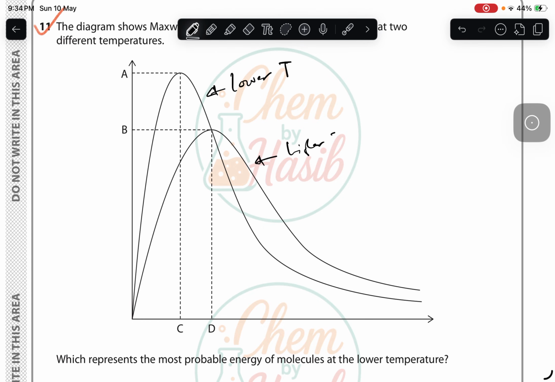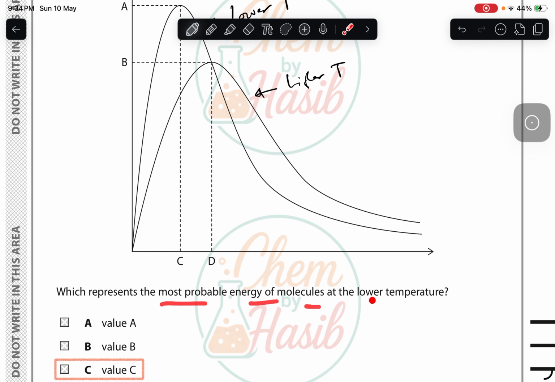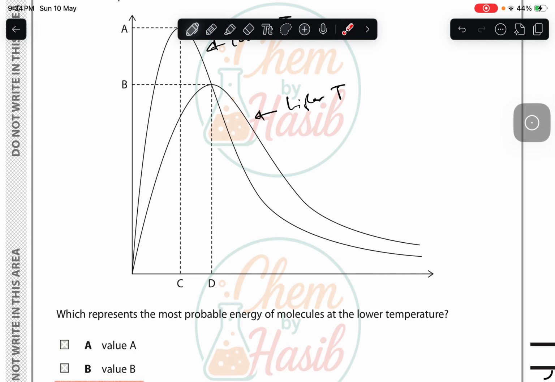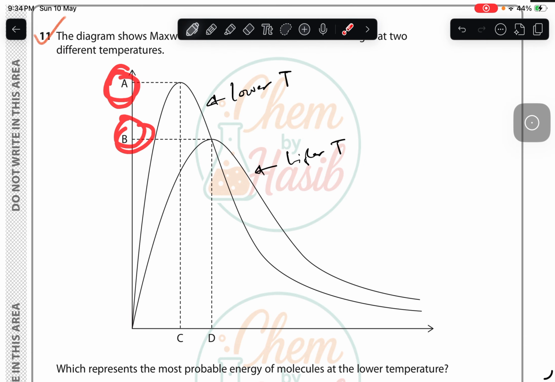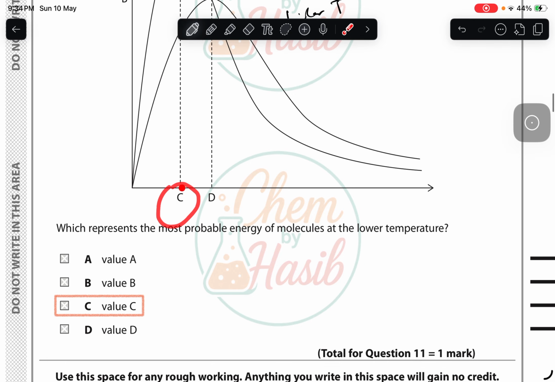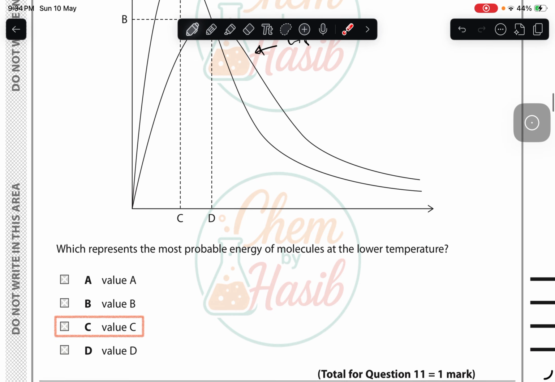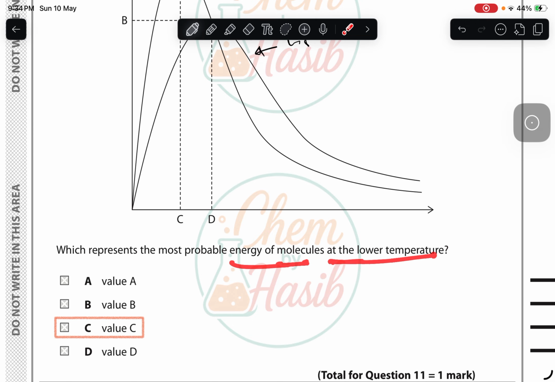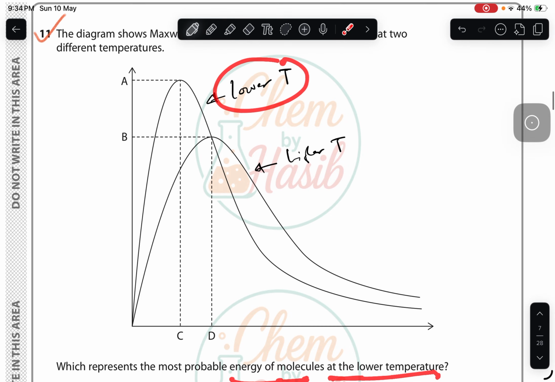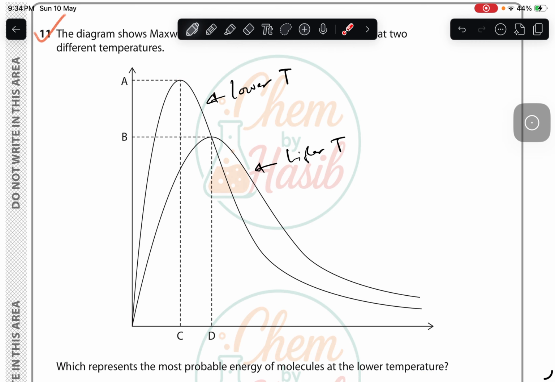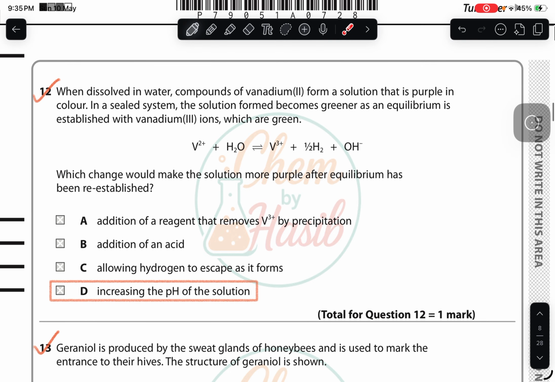The question says, most probable energy of the molecules at the lower temperature. It says energy. Energy is found from the x-axis, not the y-axis. We don't give answers A and B because A represents the fraction of molecules, the number of molecules, whereas C and D represent energy. So when they ask about energy, you look at the x-axis and not the y-axis. This is the lower temperature curve, and that's the most probable energy. So the energy would be C. So C is the answer. Question number 12. Which change would make the solution more purple after the equilibrium has been re-established?